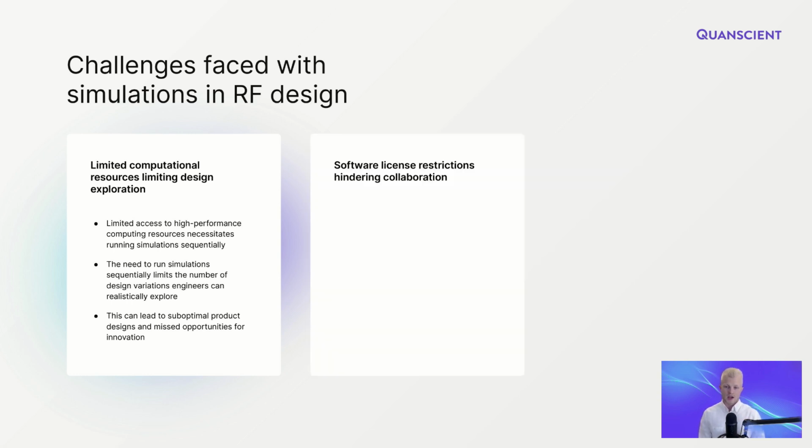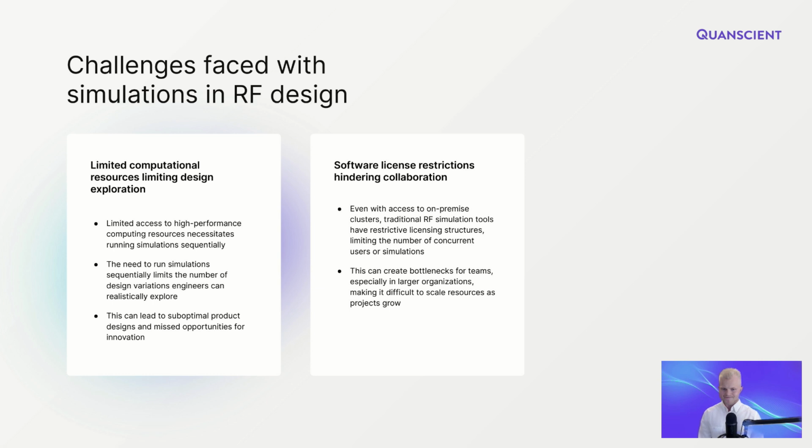So that's one thing. The other is that with this legacy software, even if you had unlimited access to on-premise clusters, traditional RF simulation tools have restrictive licensing structures, limiting the number of concurrent users and therefore simulations. So basically, running hundreds or thousands of simulations in parallel would be exceedingly expensive, even if you had the computing power at hand. The limited number of software licenses can also create bottlenecks for teams, especially in larger organizations, making it difficult to scale the resources as these projects grow.